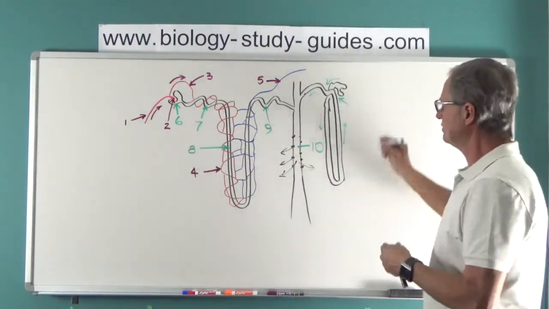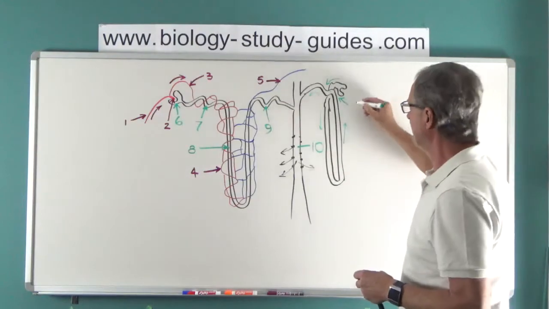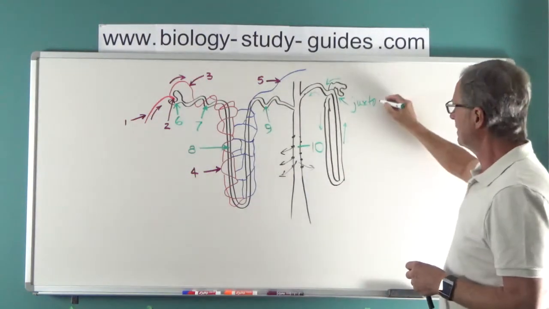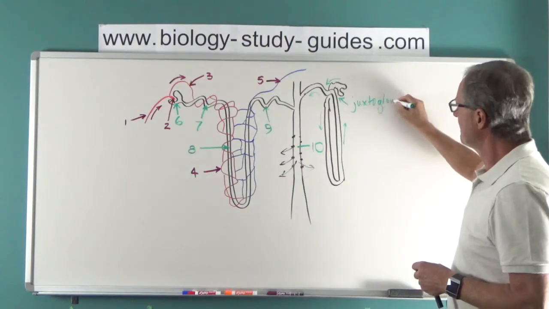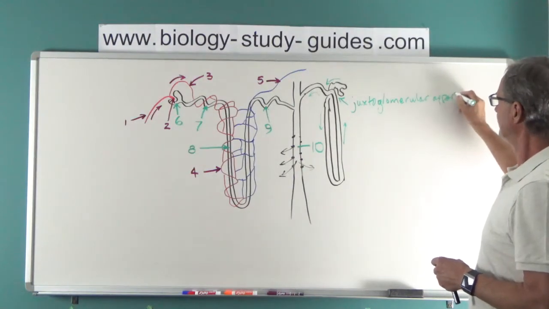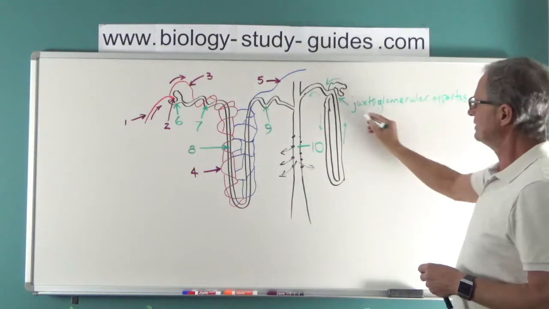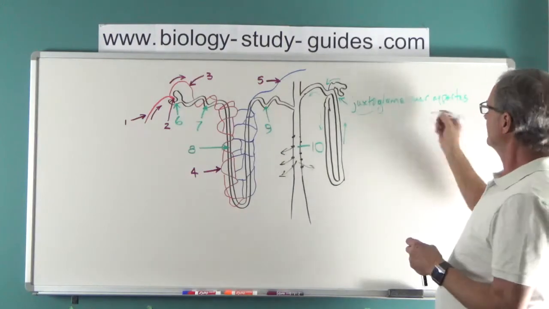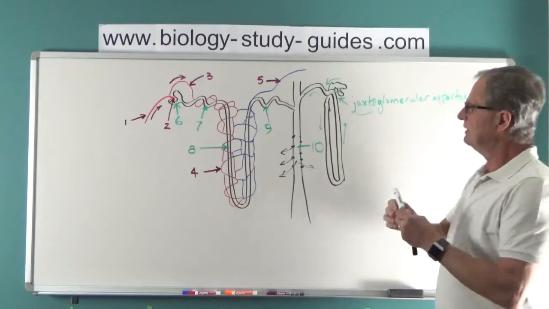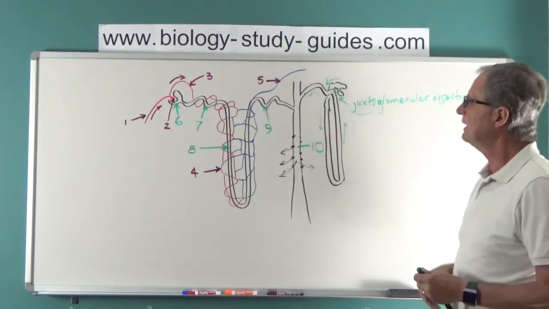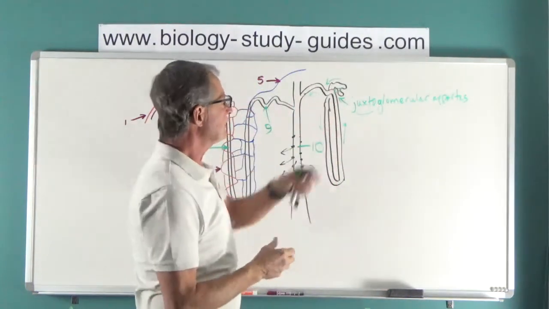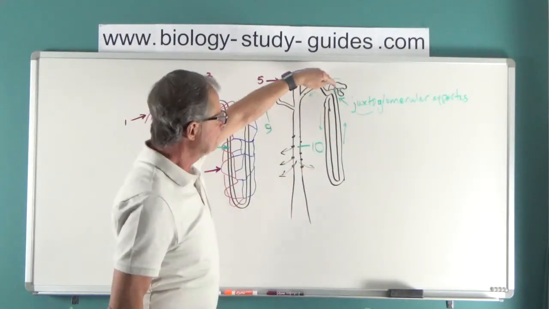Specialized tissue called the juxtaglomerular apparatus. I'm going to write that one down because it's such a complicated term. Juxtaglomerular apparatus. Juxta means close to, glomerulus. So it's a special tissue that's right in here between the distal convoluted tubule and the afferent arteriole that goes into the Bowman's capsule.